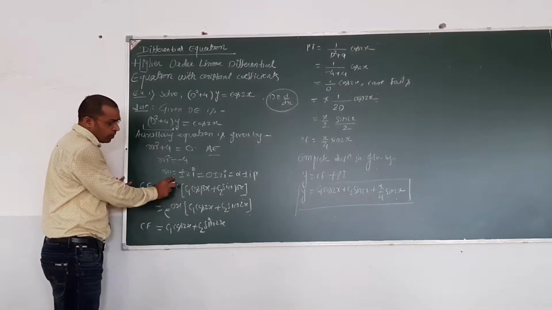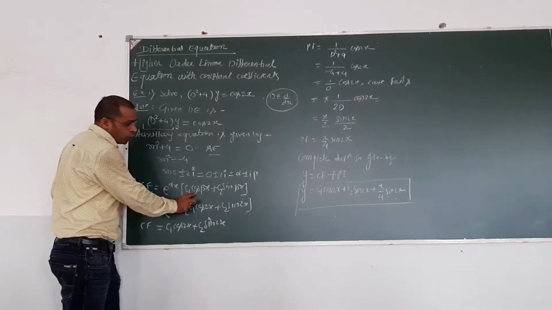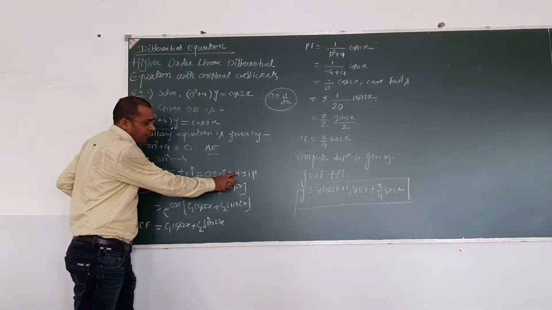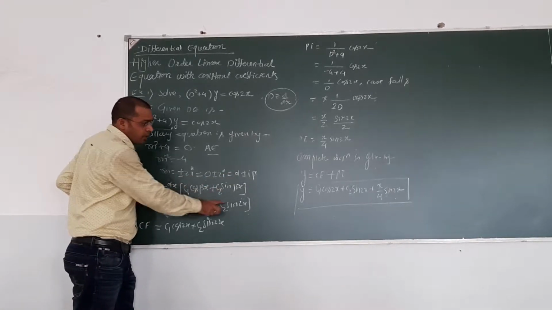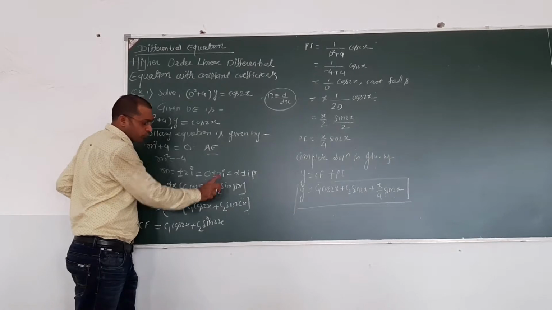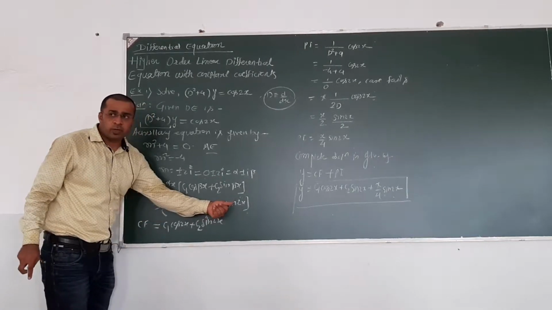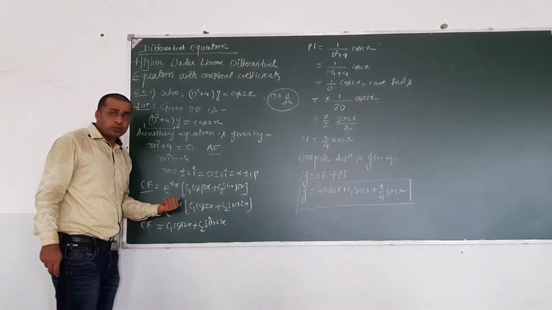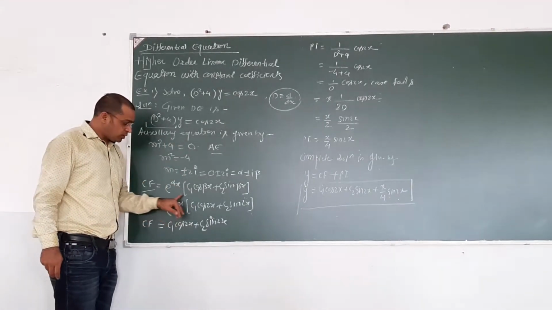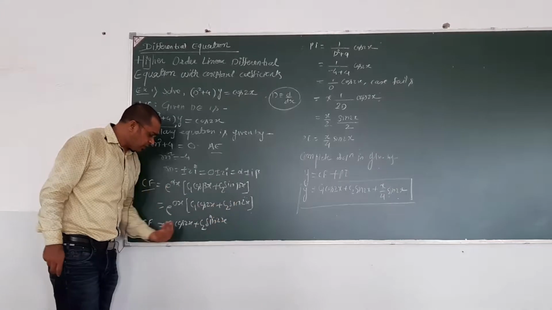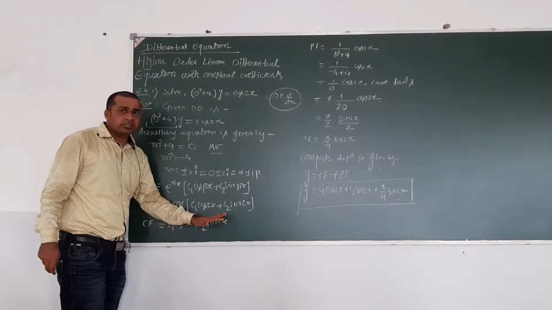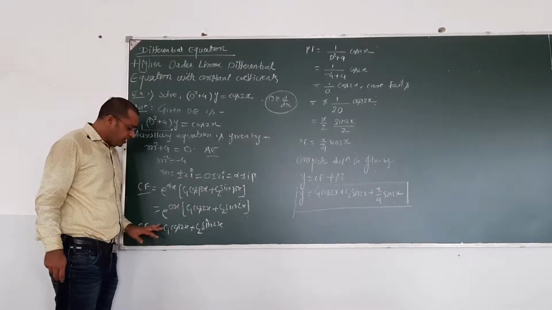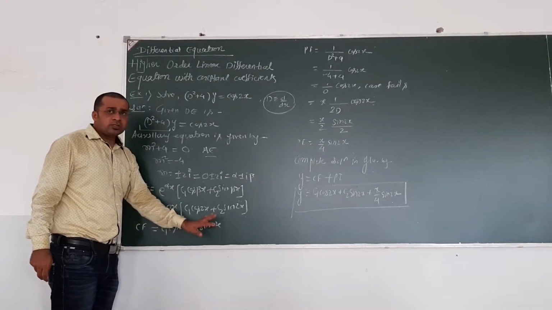So I have the CF for imaginary roots: e^(αx)(c1 cos βx + c2 sin βx). So α I put as 0, and β is 2. Putting that value here, we know that e to the power 0 is 1. So skipping this, I write c1 cos 2x + c2 sin 2x. Is it clear? The roots are ±2i, so the CF will be c1 cos 2x + c2 sin 2x.